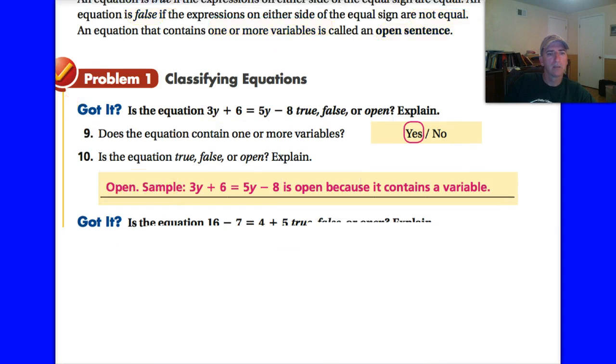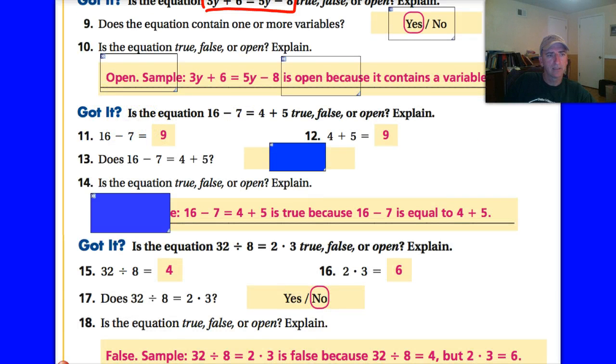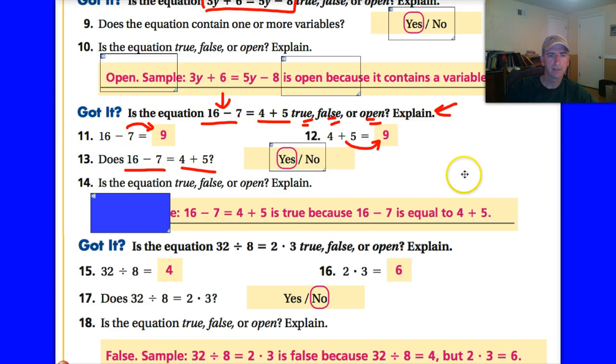Open sentence. Number 11. All right, it says, got it. Is the equation 16 minus 7 equal to 4 plus 5 true, false, or open? Explain. Let's see. Well, let's look at this. 16 minus 7 is 9. 4 plus 5 is 9. Does that equal that? Well, according to this, yes it does. Okay, it's true. All right, is that equation true, false, or open? True. Why? Because 16 minus 7 is 4 plus 5. And last time I checked, 9 equals 9.